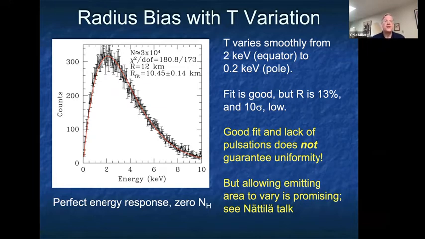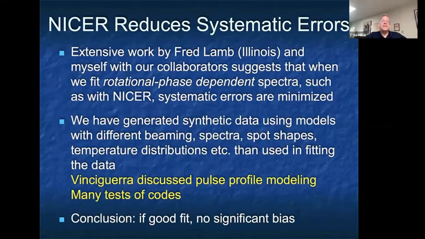There are some approaches which have been taken to try to mitigate these issues, and one of the most promising is allowing the emitting area to vary. And for that, I refer you to Jonas Nättilä's talk later today. But what about NICER itself? Why is it that we have cautious optimism that we have reliability as well as precision in the measurements? And the answer is that, especially in collaboration with Fred Lamb and our various collaborators, we've done a lot of work which suggests that when we fit the type of data that NICER is affording us, systematic errors are minimized.